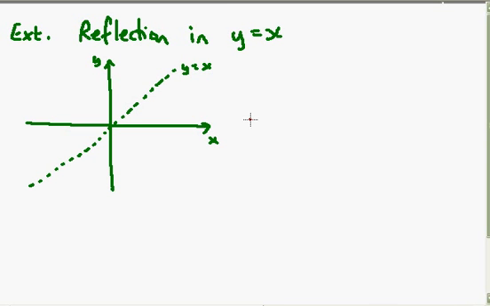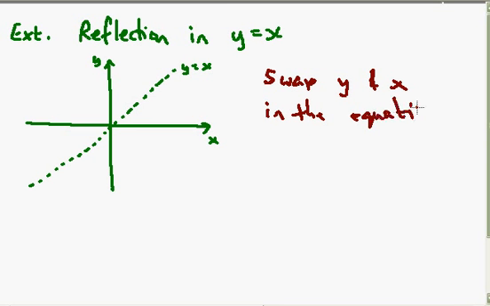Last but not least, we have reflection in the line y equals x. Now, as I said, this is kind of an extension. It is reasonably unlikely to come up on the exam, but it is good for you to know, just in case it does. So we've got reflection in the line y equals x. Now, the rule in this case is to really swap y and x in the equation. It's a relatively straightforward thing to do.